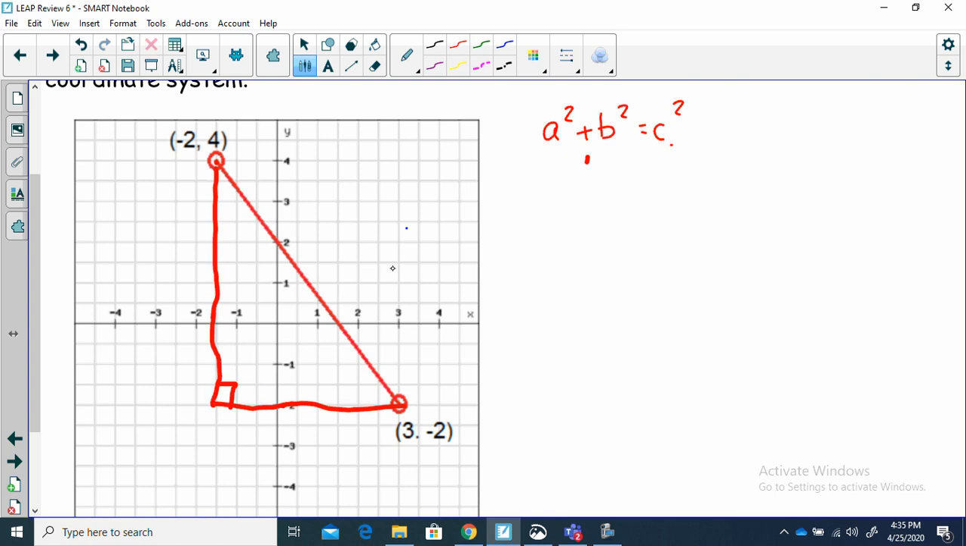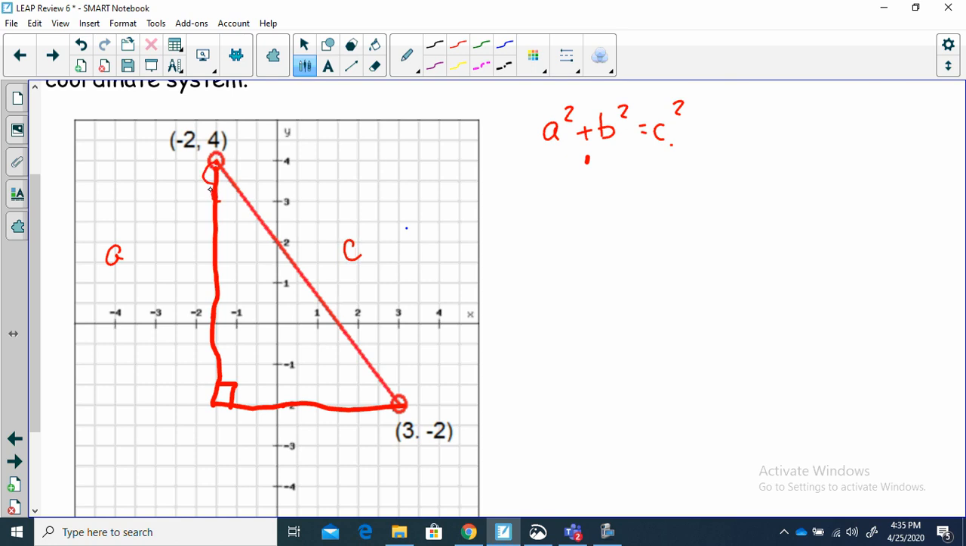Now, first off, let's find our A, B, and our C. We know our C is always across from the right angle. It's the hypotenuse. It's the longest side in a right triangle. That's what we're trying to find, is the C. Let's call this side A, and let's count the side length from here to down there. And these are all in units of 1, so we can just count them straight units.